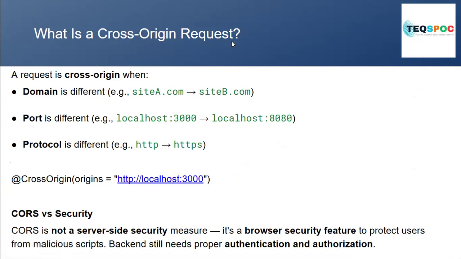What is a cross origin request? A request is cross origin when the domain is different, meaning from site A to site B, from front end to back end. Then you have different port numbers, because the port numbers are different for the front end and back end: backend on 8080, front end on 3000. Or the protocol is different, HTTP to HTTPS. Then you have to mention this in your controller layer.